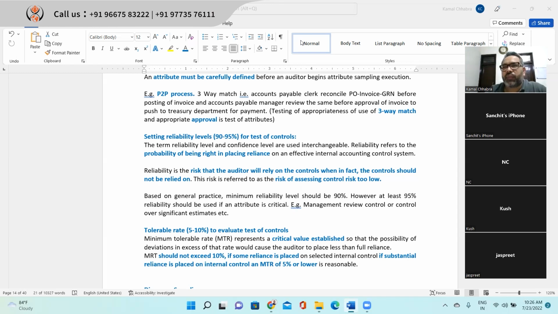When you are more than 90% confident that controls might be operating effectively, then you will be relying on control. If you are not more than 90% confident, then you generally do not rely on control. And if you are planning to rely on control, then you need to give a justification. That's a probability which you need to keep in mind, because 100% cannot be perfect for anything.